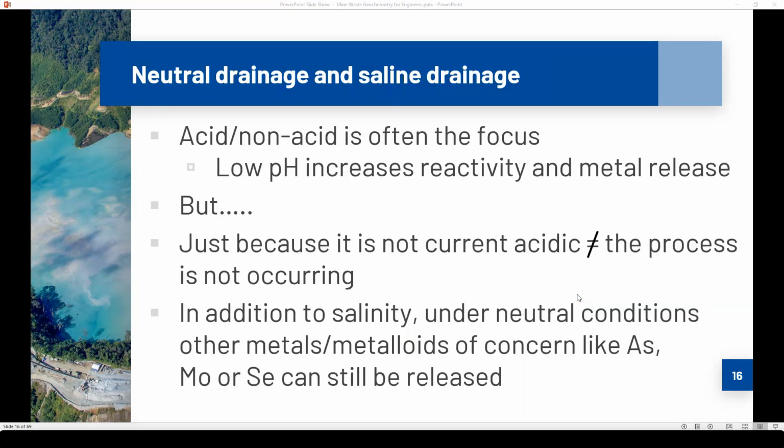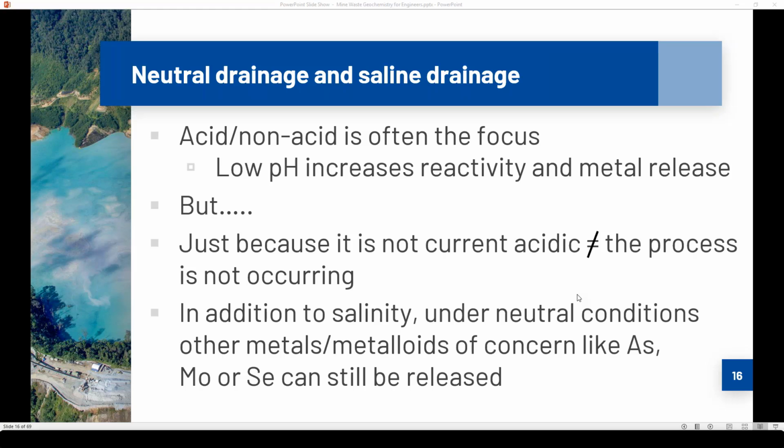So while the low pH water is the focus, and that increases both the reactivity of the mine waste and the metal release, what is important as well is that just because it's not currently acidic does not mean the process is not occurring. If you are at a mine site where there are sulfides and you see neutral conditions and an increase in salinity, for example, you may be seeing the process of acid mine drainage occurring.